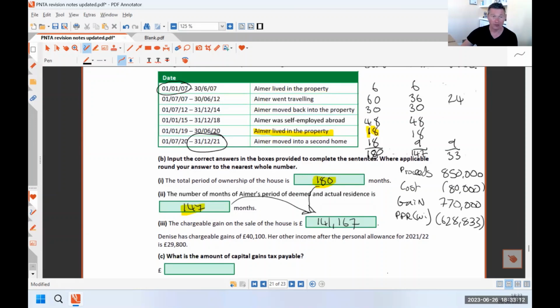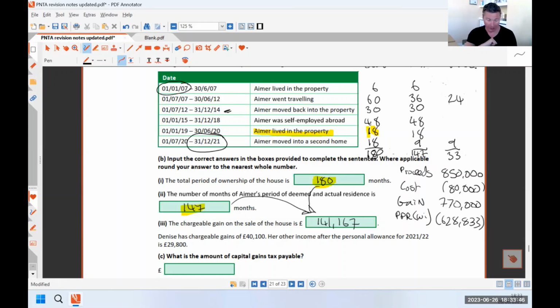So counting the months, in terms of adding them up, how do I measure it? The way I do it, for example, let's do a short one and then a long one. 1st of January 2007 to 30th June 2007 is January, February, March, April, May, June. Count your fingers. Then if you've got a long one, say for example, this one here, you're going from 1st of July 12 to the 31st of December 14.